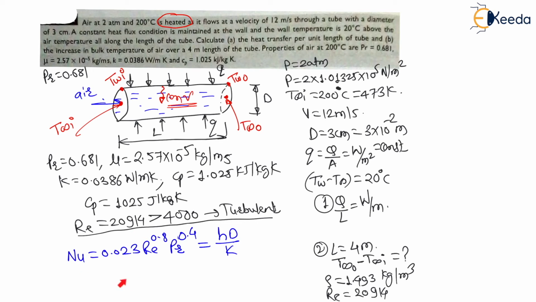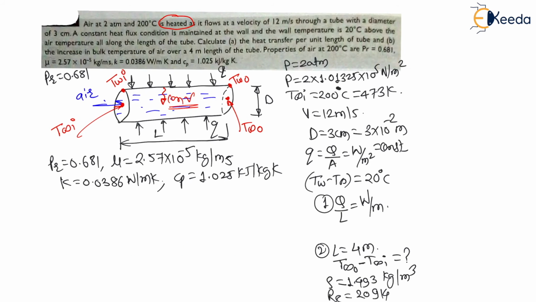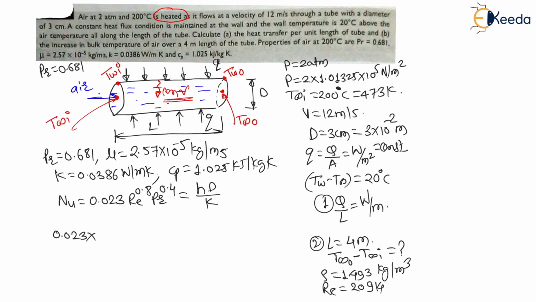Right. From this relation, Reynolds number is calculated, Prandtl number is given, h is unknown, diameter is given, k is given. From this relation, let us find this convective heat transfer coefficient h. Therefore, this Nusselt number is equal to 0.023 Reynolds number raised to 0.8, Prandtl number raised to 0.4 is equal to hd divided by k. Right. So my dear students, let us put the values. Therefore 0.023 into Reynolds number, just we have calculated.